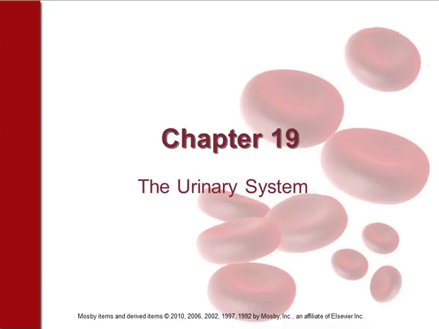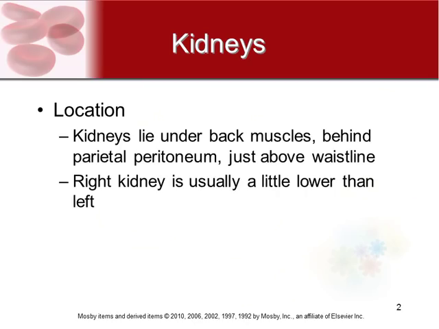Chapter 19, the urinary system. Your kidneys are the main organ of your urinary system, and they lie just underneath your back muscles behind your parietal peritoneum, just above your waistline. Just a couple inches above the top of your pelvis is where your kidneys are. And normally your right kidney is just a little bit lower than your left kidney.